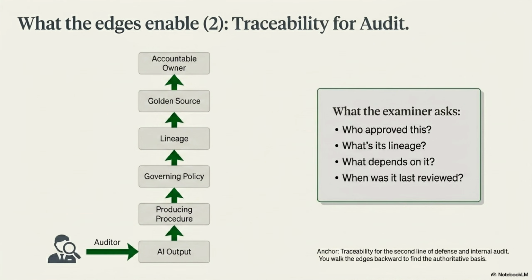The second thing the edges buy you: traceability. An AI system produces an output. The question the second line of defense and internal audit will always ask is, on what basis? Show me the trail. If the meaning lives in connections, that trail exists. You walk the edges backward, from the output to the procedure that produced it, to the policy that governs it, to the lineage, to the golden source, to the owner who attests. Every AI output traces to its authoritative basis. That's what turns AI from a thing examiners worry about into a capability you can defend.